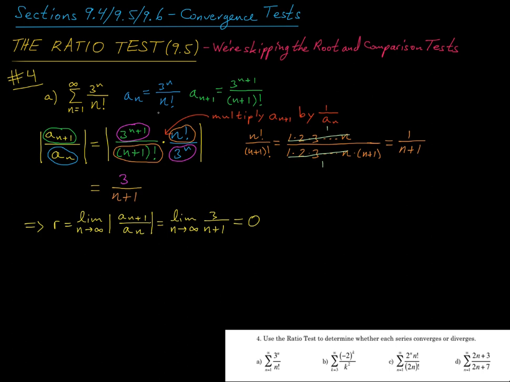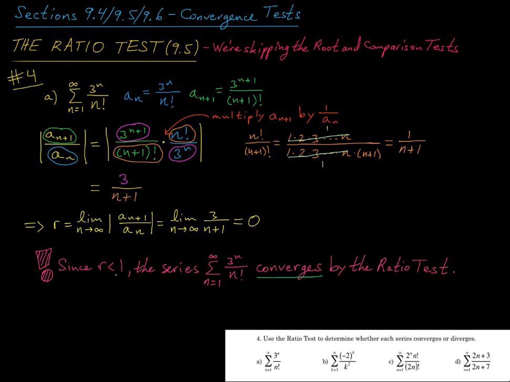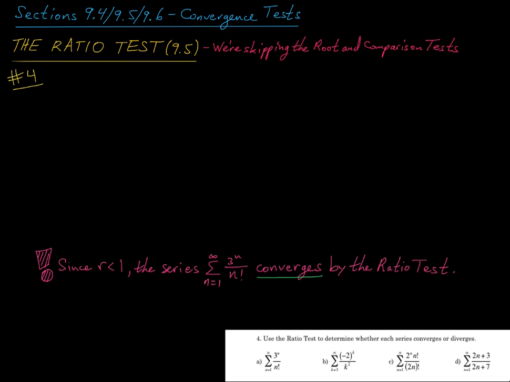Also note that since a sub n is positive for all n, I can drop the absolute value, and so this ratio in absolute value is equal to 3 over n plus 1. And r, which is the limit of this expression, is then 0. And since r is less than 1, this series converges by the ratio test. All right, great. Let's check out part B next.